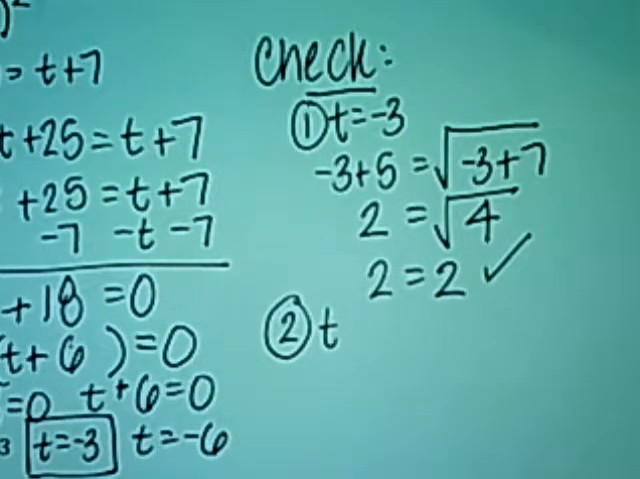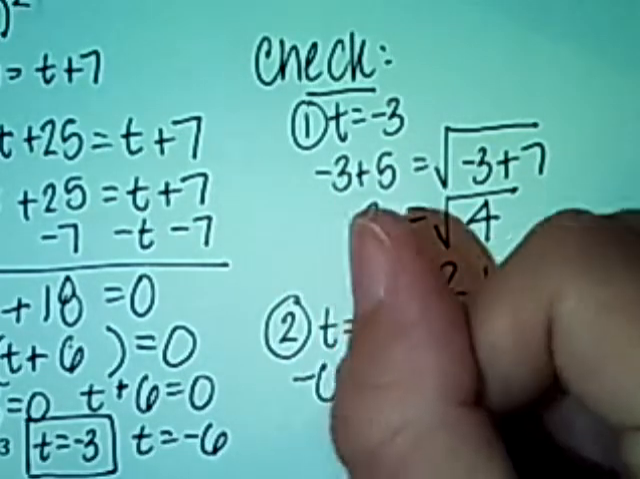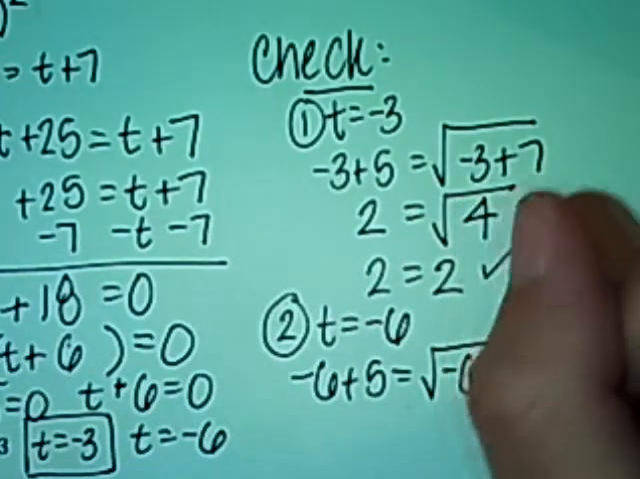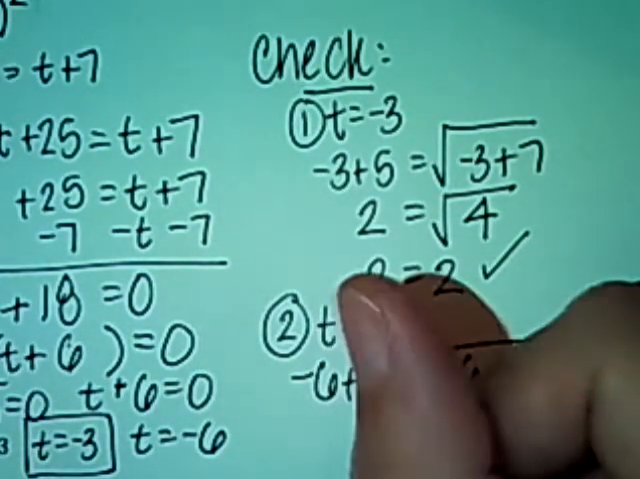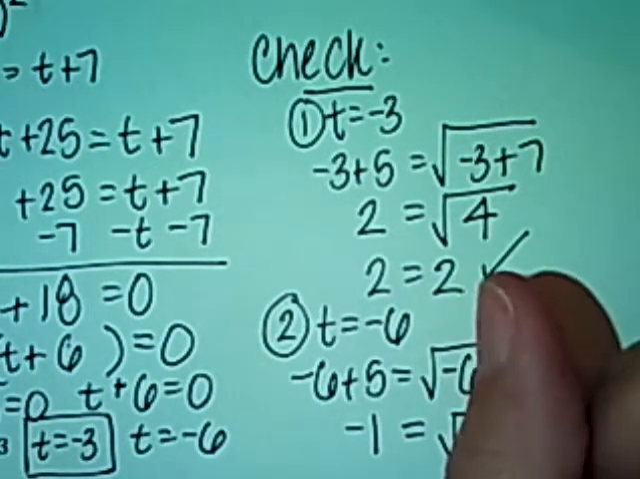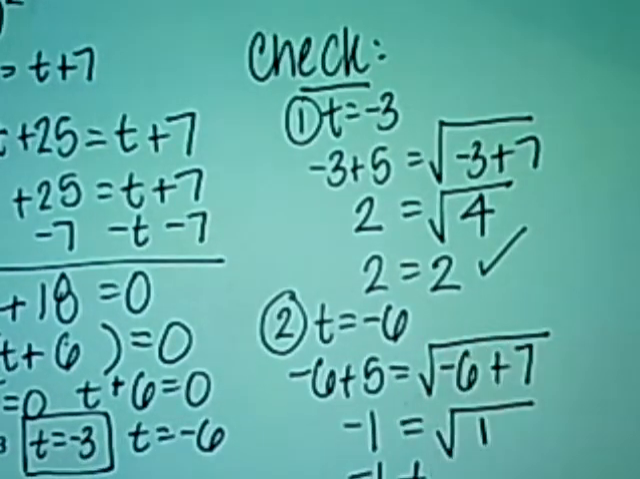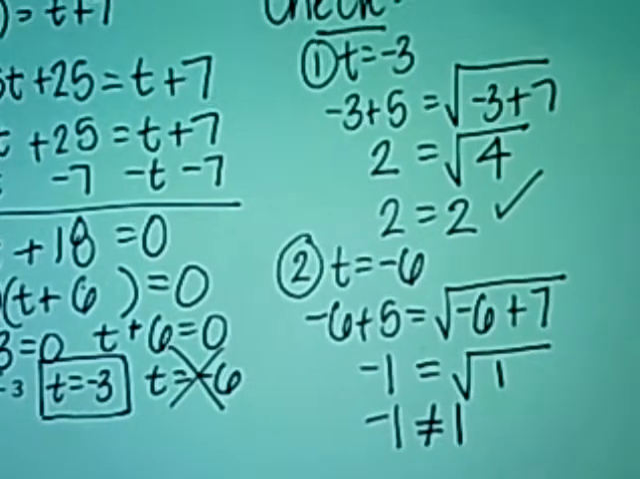So now I need to check t equals negative 6. So plug in your negative 6. So negative 6 plus 5 equals the square root, plug in negative 6 on the right hand side, and simplify. So negative 6 plus 5 is going to give me negative 1. Over on the right hand side, I'm going to have the square root of 1, and negative 1 does not equal the square root of 1 because the square root of 1 is just equal to 1. So that means negative 6 is not a solution, and t equals negative 3 is the solution.